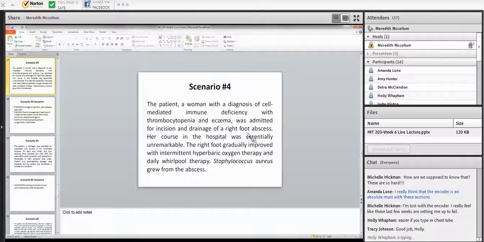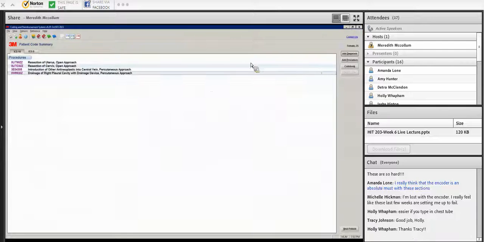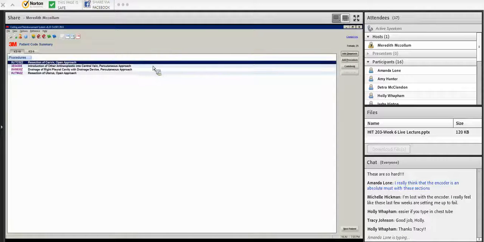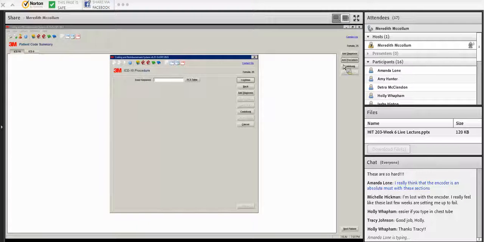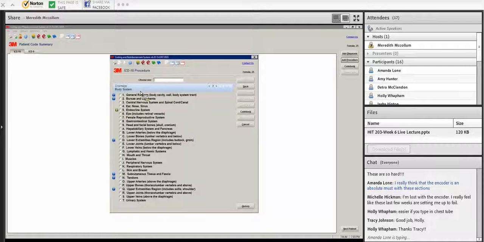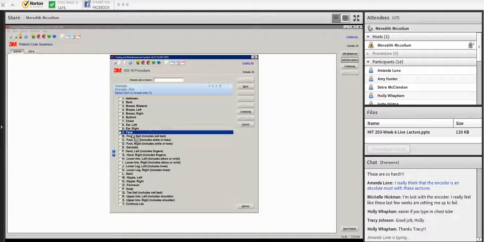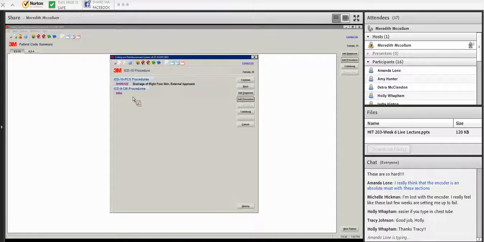Incision and drainage of right foot abscess. That's it. Oh, and then the hyperbaric oxygen therapy and daily whirlpool treatment. So you have drainage of the right foot, which will be the skin of the right foot. No drainage device. I didn't see it was a qualifier.